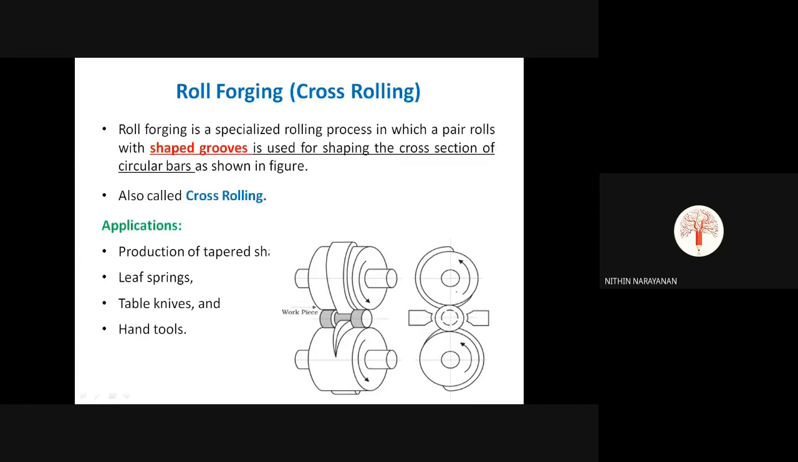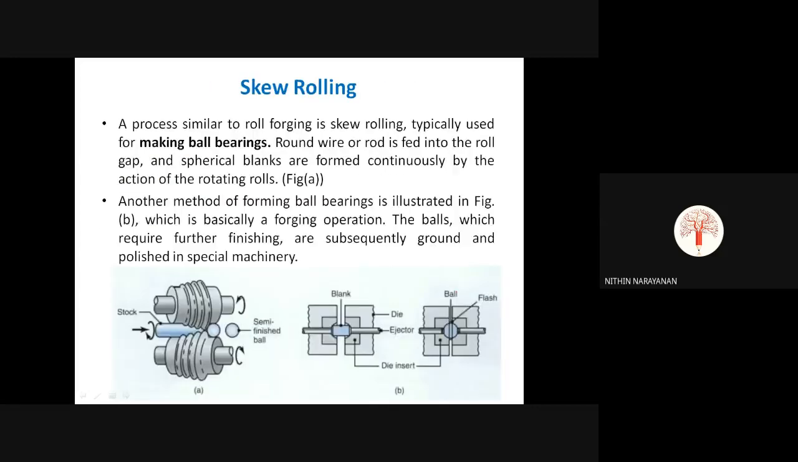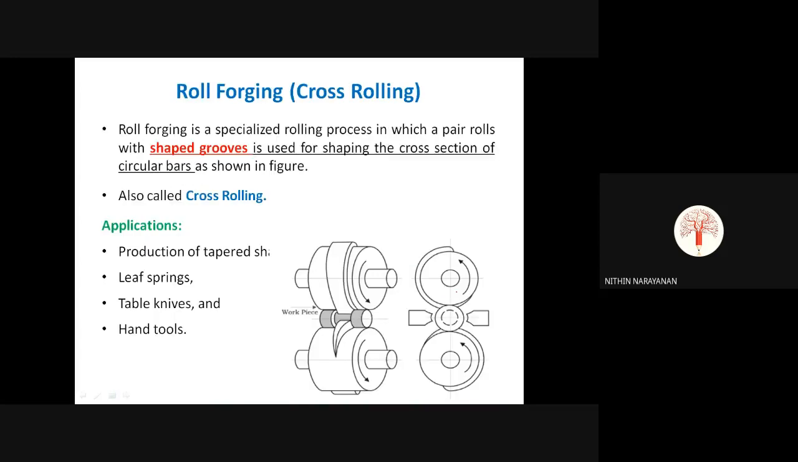Next one is roll forging or cross rolling. This topic we have already discussed during our rolling process. Why I am discussing it again is that one more topic is there, that is skew rolling. Skew rolling is a ball bearing making process. But before that, what is roll forging?